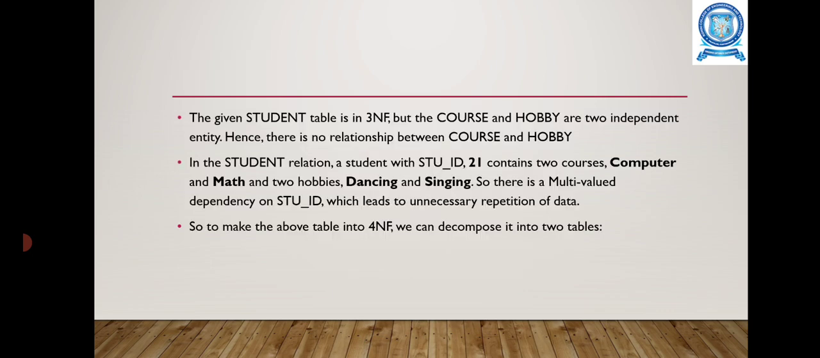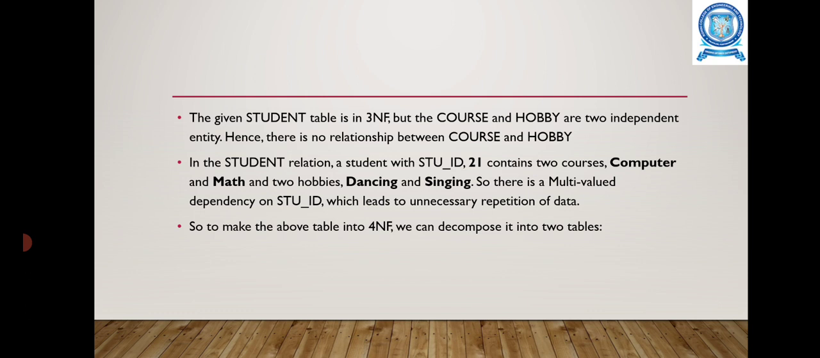This student table is in third normal form, but course and hobby are two independent entities. Hence, there is no relationship between course and hobby. In the student relation, a student with student ID 21 has two courses, computer and maths, and two hobbies, dancing and singing. So there is a multi-valued dependency on student ID, which leads to unnecessary repetition of data.